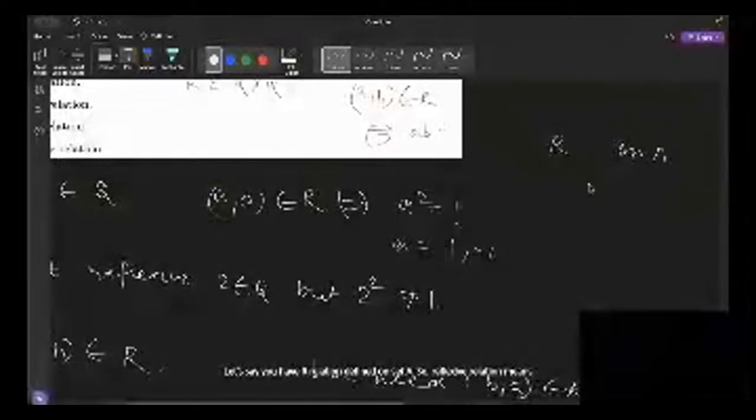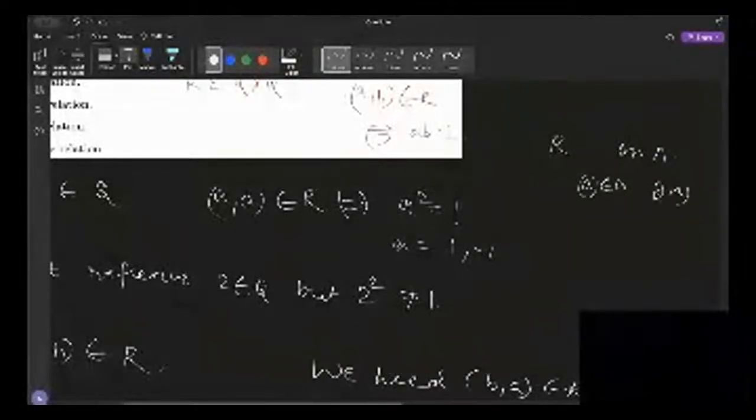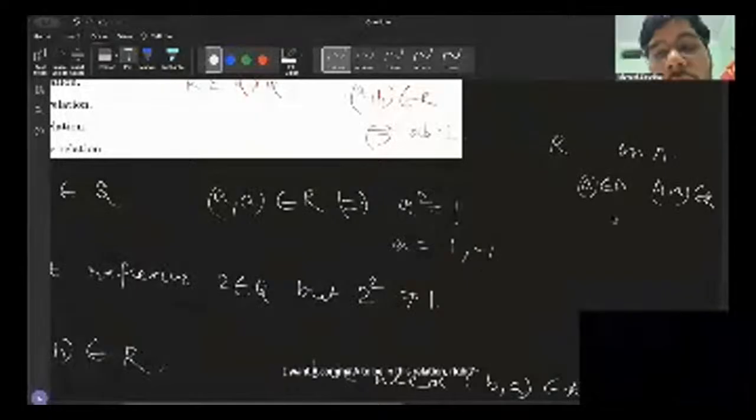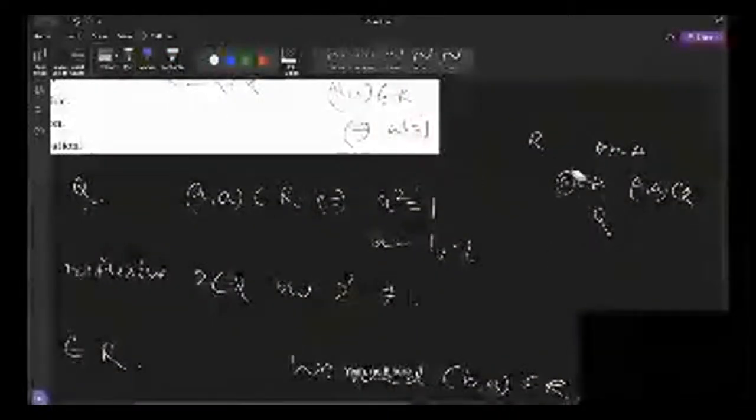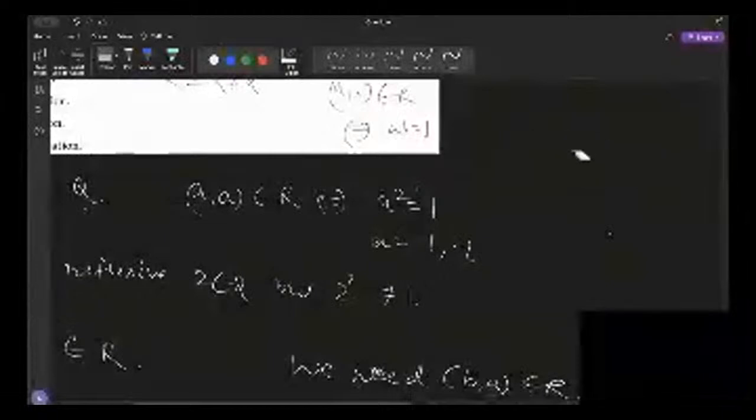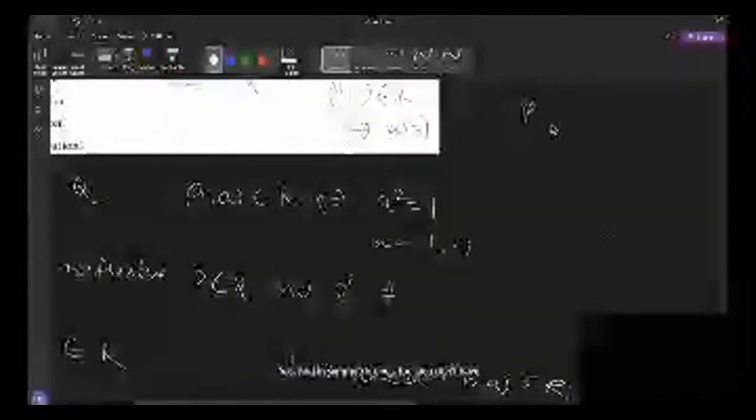Ma'am, if any relation is reflexive, will it automatically become symmetric as well? No. A reflexive relation is, let's say you have a relation R defined on set A. Reflexive means for every a belonging to A, the pair (a, a) should be in the relation. And in symmetric ones, you don't have a B and all that.